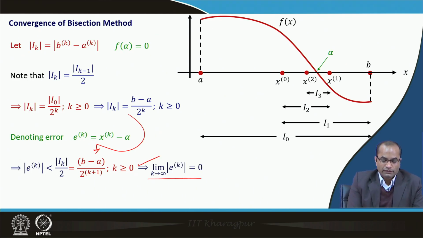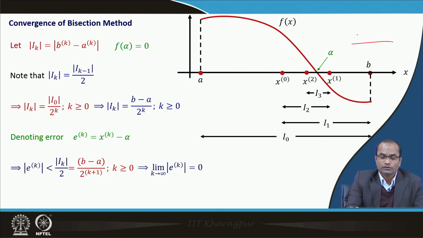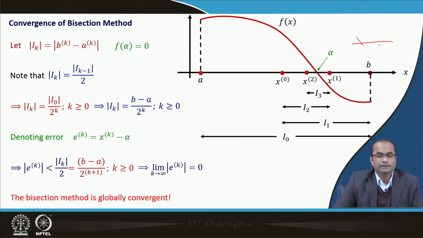And then if we take the limit as k approaches infinity, 2 power k goes to infinity, and b minus a is some number. So, going to infinity means this will go to 0. So, the error will definitely go to 0, which is clear from the geometrical interpretation as well, or mathematically we can see here.